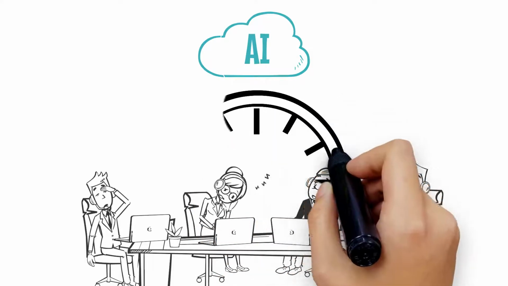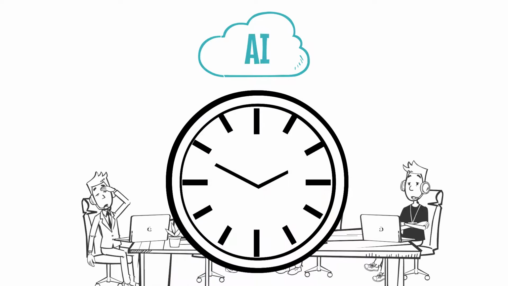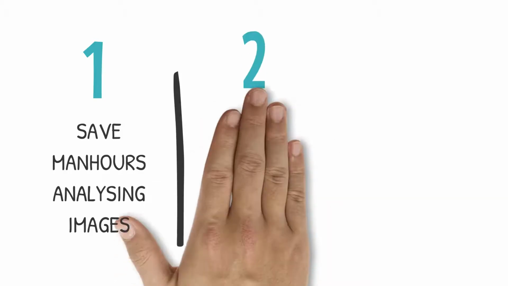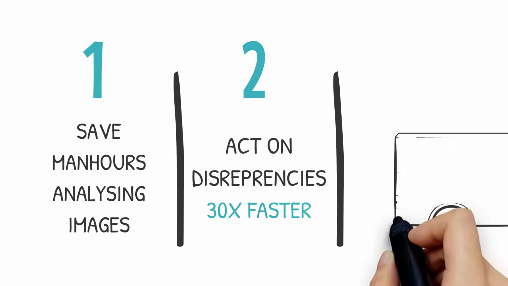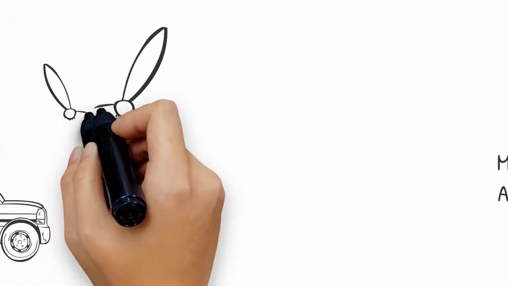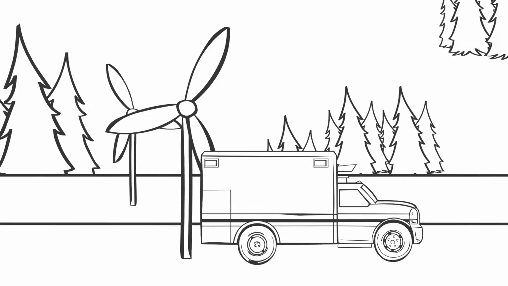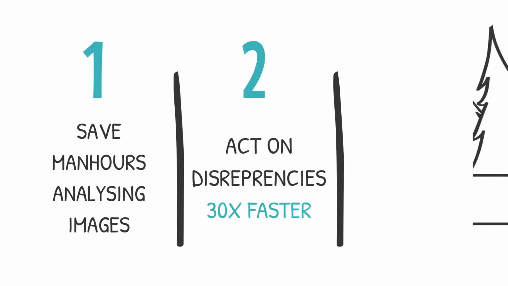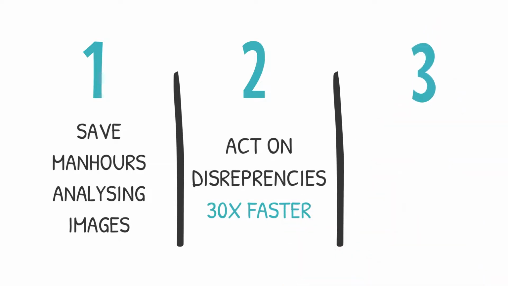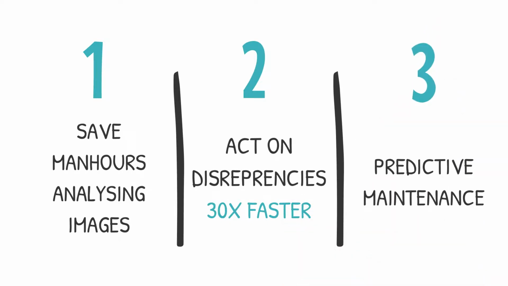The real value lies in the time you save using it. First off, you can save a lot of man hours analyzing images, all of them in fact. Secondly, having analysis results faster, and AI is at least 30 times faster, means your maintenance crews will be able to act on the discrepancies faster, which extends your asset's lifetime. And thirdly, your annotated data can be used to run predictive maintenance algorithms down the road, which will make your O&M much more successful and save you tons of time.